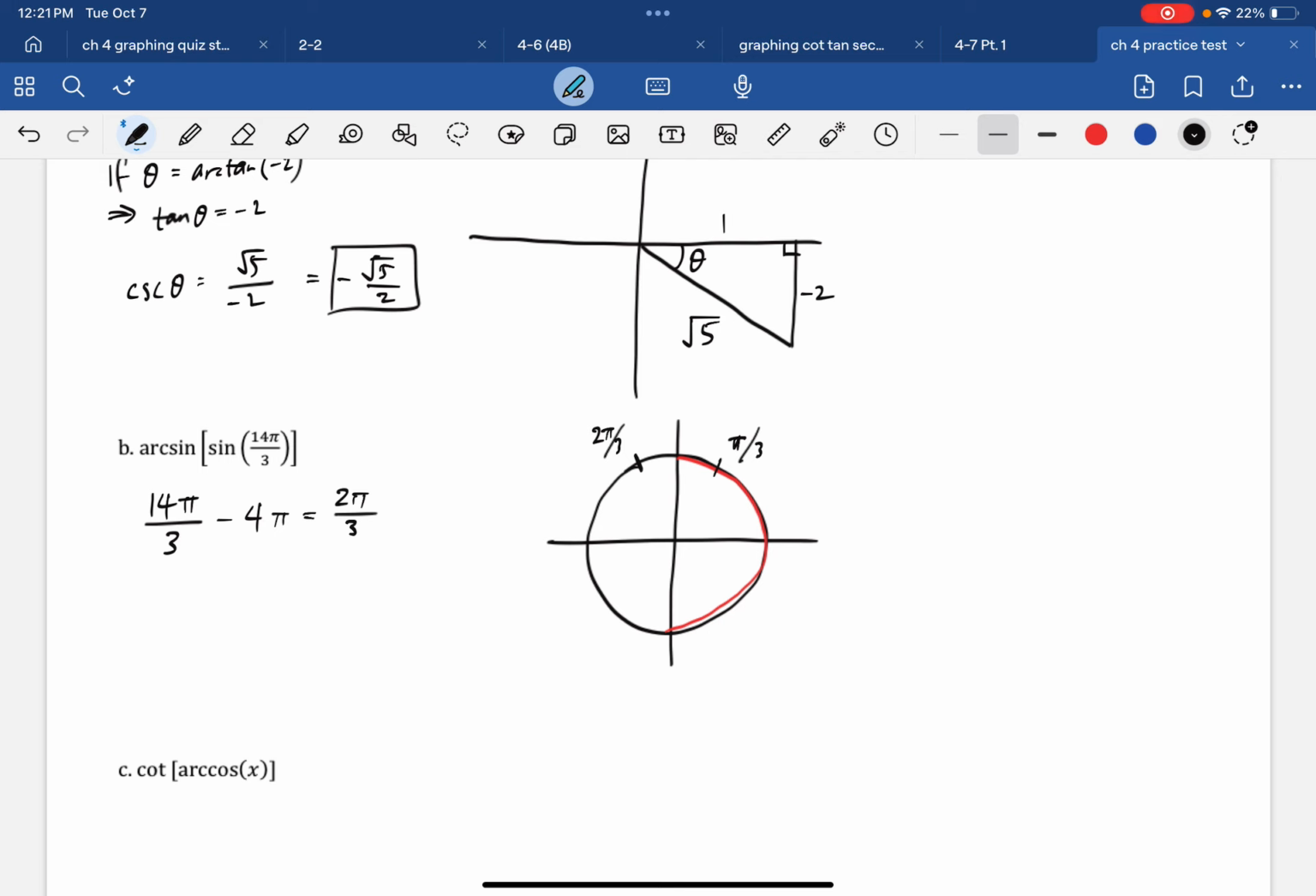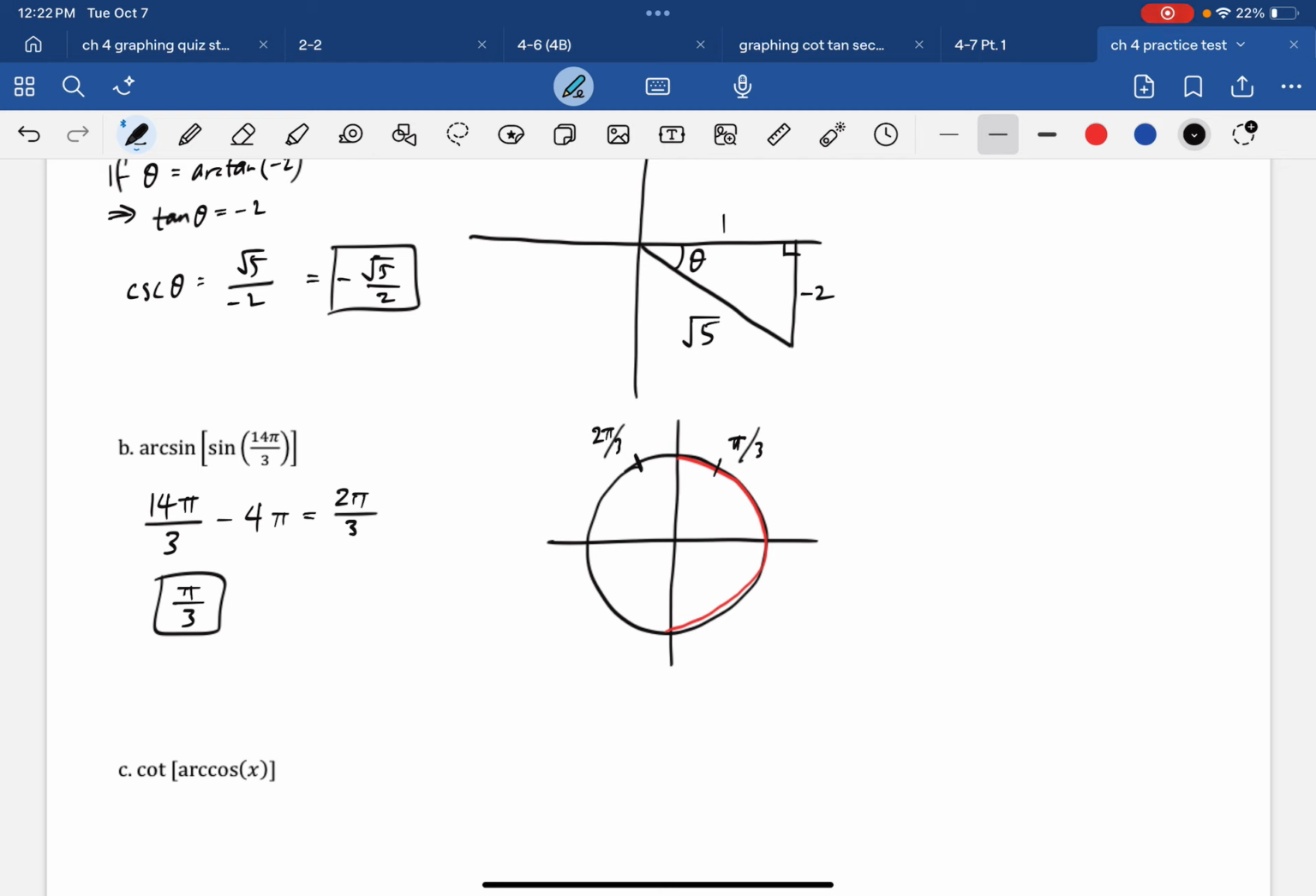So note how these points have the same y-coordinate. So they're going to share the same sine value. And so that means that the answer is pi over 3 and not 2 pi over 3.